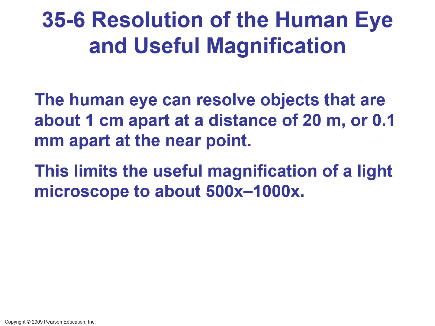Section 6. Resolution of the human eye and useful magnification. The human eye can resolve objects that are about 1 centimeter apart at a distance of 20 meters, or 0.1 millimeter apart at the near point. This limits the useful magnification of a light microscope to about 500x to 1000x.